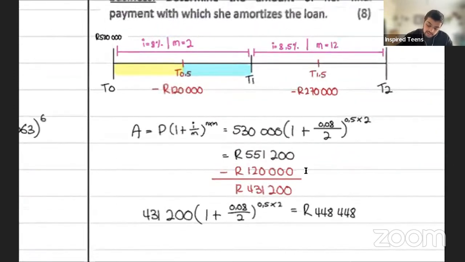$448,448. So essentially, if you want to keep track of how much she owes at each interval, at T0.5, she now owes, after she makes that payment, $431,200. At T1, she now owes $448,448. Now, why did we stop at T1? Because we can't carry on till the next payment because there was an interest change. So things have to change in the calculation.